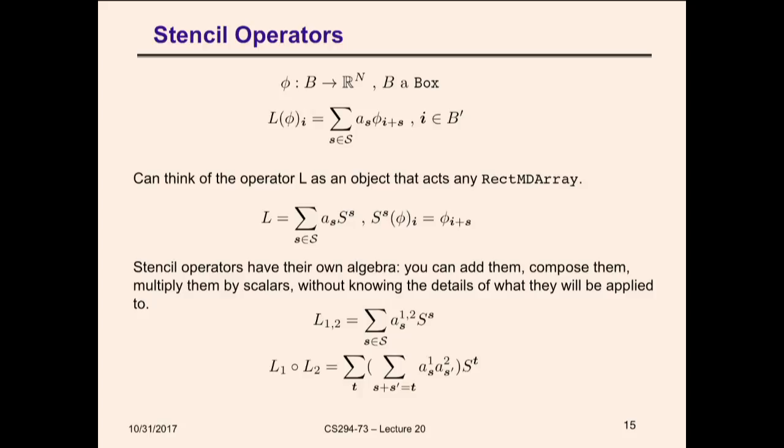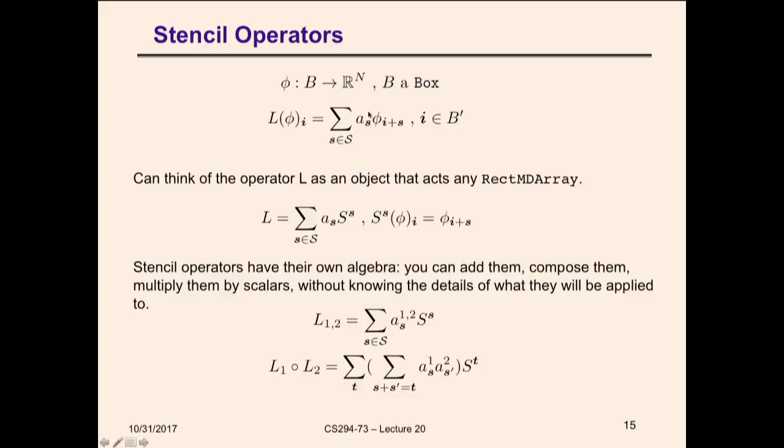So, what are stencil operators? So you have some rectangular array, which we think of mathematically as mapping from a box to R^n. And then a stencil operator, L of phi, is something that gives you something else. It's another array defined on B prime, a different box. And L of phi at a grid point i is the sum over some finite set of grid points S, A sub S, phi of i plus S, where A is independent of i. It's just a collection of numbers that are as big as S.